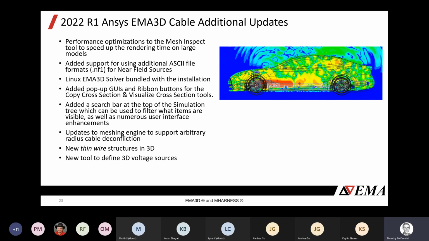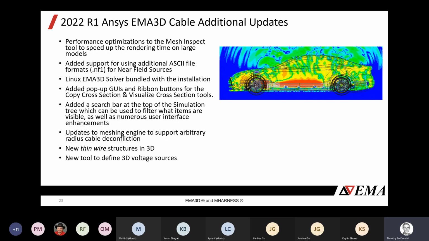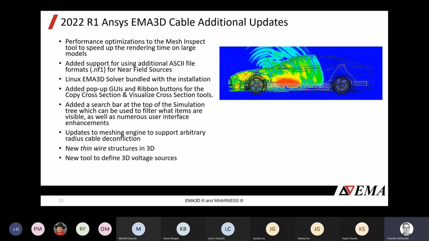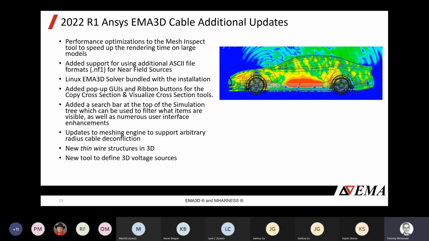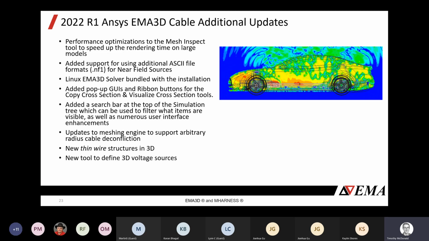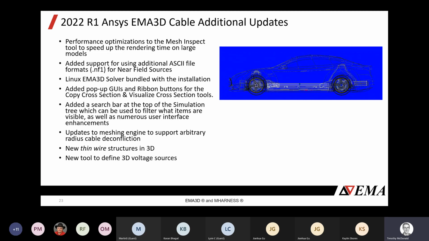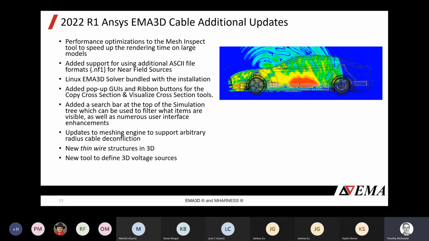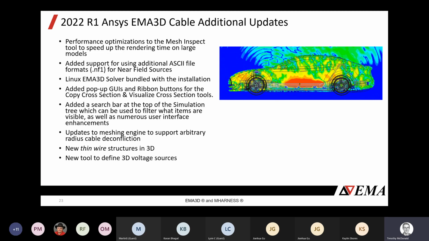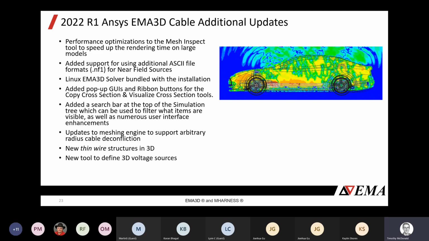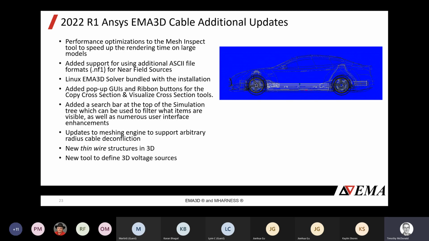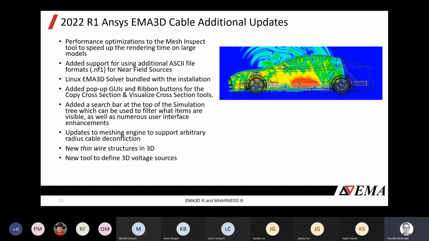So we've added some pop-up GUIs to quickly visualize the cross-section of cables, and we can even copy that cross-section. We can copy and paste a complex cable description with all of its shields, all of its conductors, gauges, pitches. And when we paste it, all of those conductors and shields get copied with it.